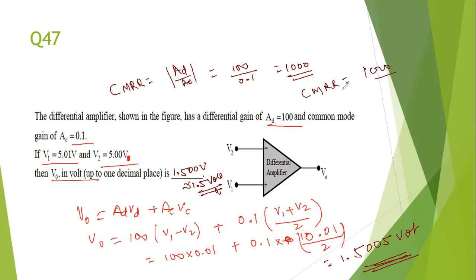So CMRR equal to 1000. Now CMRR in dB is what? This is 20 log 10 of 1000, so this is your 60 dB. This is the value of the CMRR. But in this question, what is the value of V0? V0 will be 1.5 volt. Now I'm going to discuss the next question.